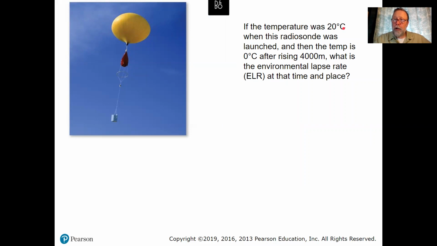So here is just an example. If the temperature was 20 degrees Celsius when the radiosonde was launched, 20 is just a comfortable temperature, right around 70 Fahrenheit, and then the temperature is 0 Celsius, that's freezing of water, after rising 4,000 meters, what is the environmental lapse rate? So suddenly I find out that my weather balloon went up to 4,000 meters and it was freezing, but it started out at 20 Celsius. How can I calculate the environmental lapse rate?